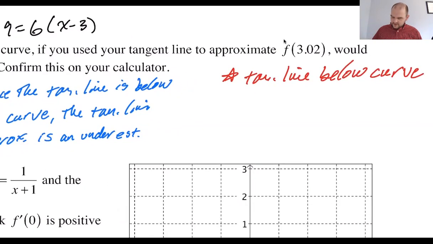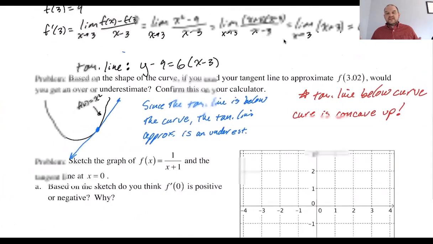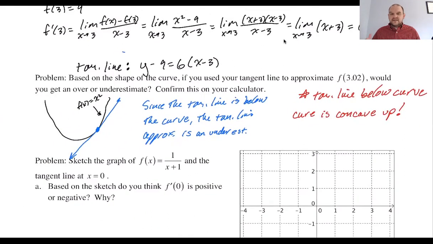If the tangent line is below the curve, the curve is concave, C-O-N-C-A-V-E, up. So we know that this curve is concave up because the tangent line will always be below it. Like take a tangent line, put it anywhere, you'll see that it's going to be below.